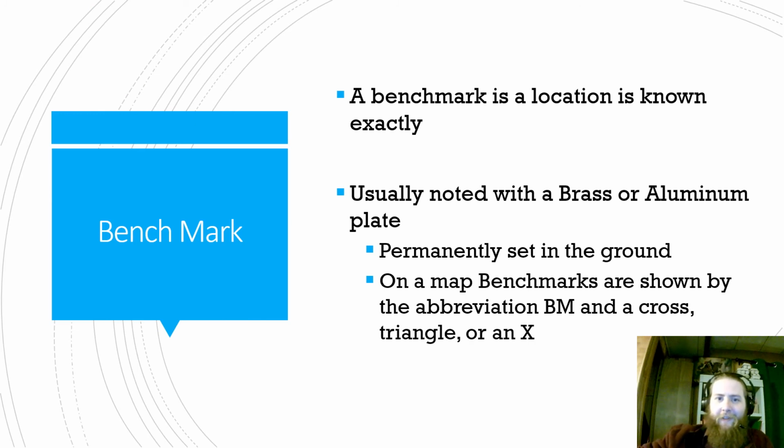So a benchmark, if you've ever been out hiking in the woods and you found a brass or aluminum plate, this is probably a benchmark. These are permanently set in the ground, and on a map they're shown by the abbreviation BM, and they'll have either a cross, a triangle, or an X on them, and then BM written above them. And these are just positions on the globe where we've put these marks so that cartographers and surveyors can start there on something they know and then figure out everything else around it.